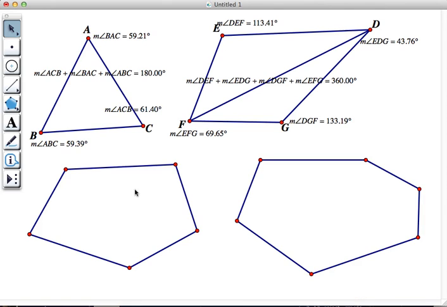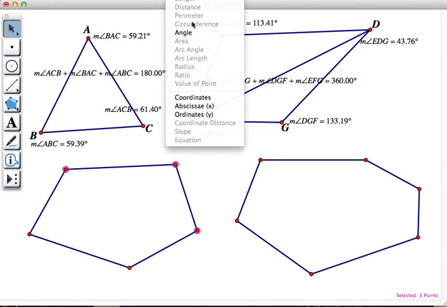Okay? Now, the same thing could move on to the pentagons and the hexagons over here, the six-sided figures. So what we want to do is go ahead and measure these angles out.